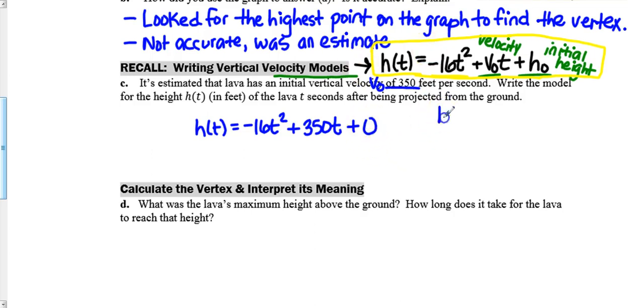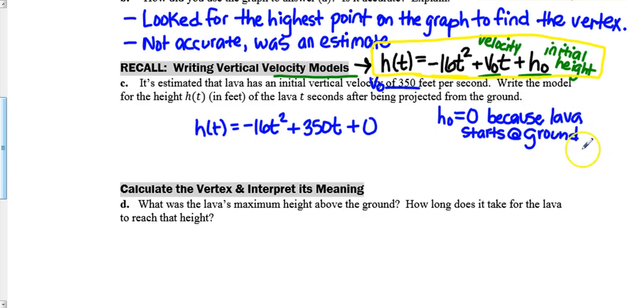You want to make a note. H naught equals 0 because lava starts at the ground. Adding 0 doesn't really change anything. So we can actually simplify this model to be h of t equals negative 16t squared plus 350t.